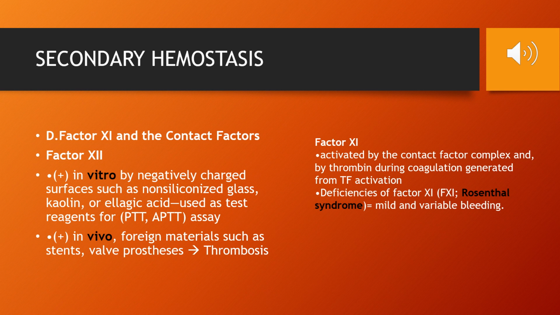Factor 12 is activated either in vitro or in vivo. So in vitro, this is by negatively charged surfaces such as non-siliconized glass, kaolin, or ellagic acid that is present in the PTT reagents. So in vivo, these are activated by foreign materials such as stents or valve prostheses, and may activate contact factors to cause thrombosis. So factor 11 is activated by contact factor complex and more significantly by thrombin that is generated during the coagulation from the tissue factor activation. So deficiencies of factor 11, which is what we call the Rosenthal syndrome, usually result in mild and variable bleeding.